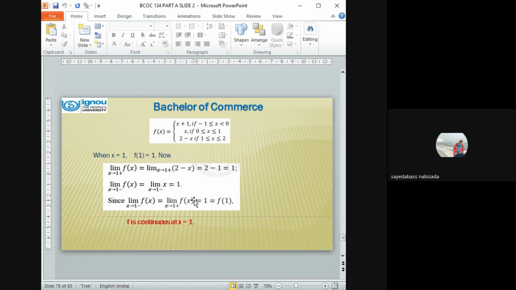Since left hand and right hand limits are equal to 1, it will be continuous. Left hand limit is equal to right hand limit is equal to 1, the value of the limit. Under that condition, it is continuous. Yes, thank you, sir. I got it. Anyone else has any problem?